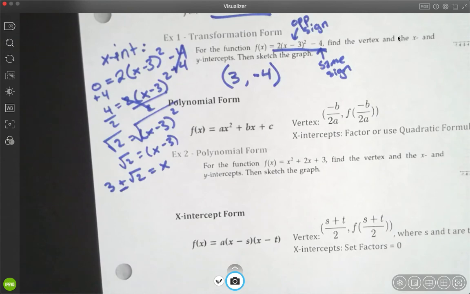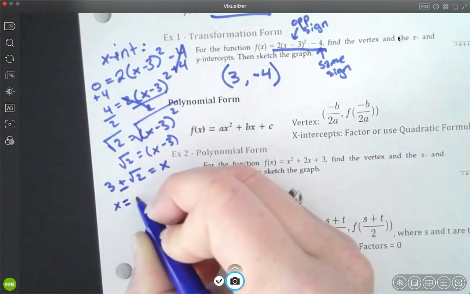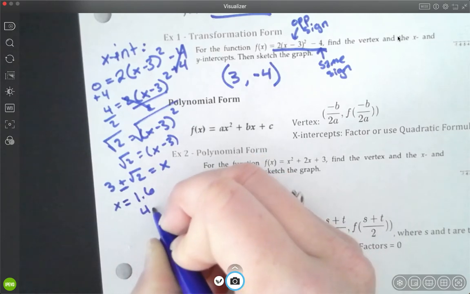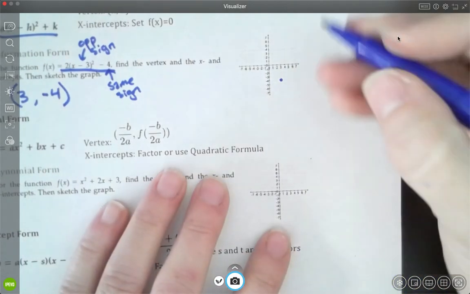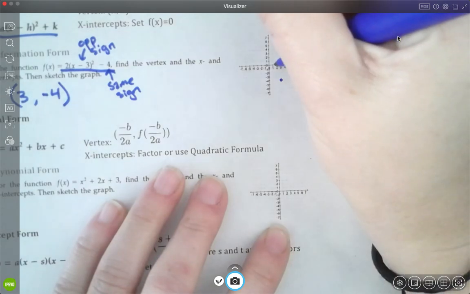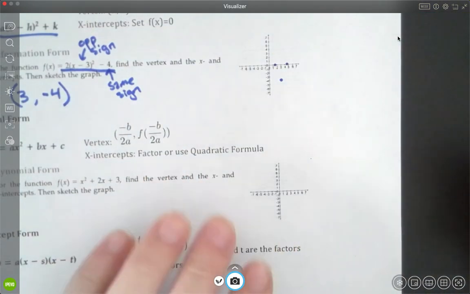Minus 3. Yeah, isn't it minus? You wrote plus 3. 1 point what? 1.6. 4.6? 1.6 and 4.4. Okay, so those are where he's going to cross the x-axis. 1.6 and 4.4. Something like that, right? Do you see where my parabola is located? Okay, he's going to do that.